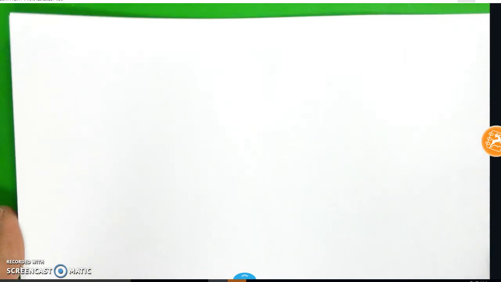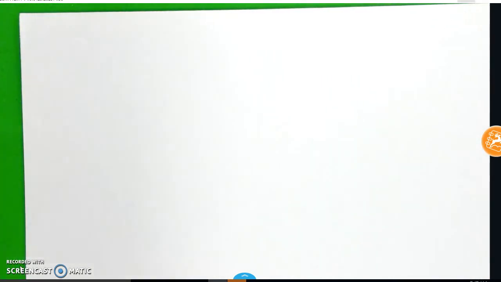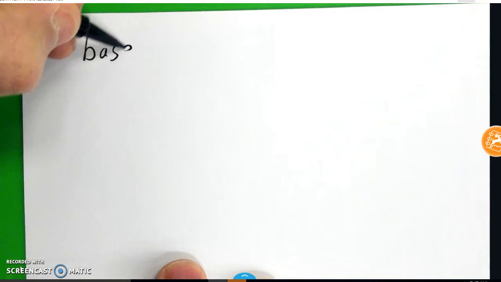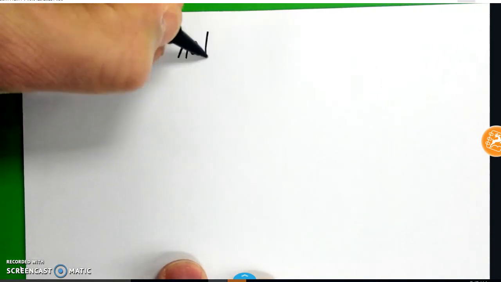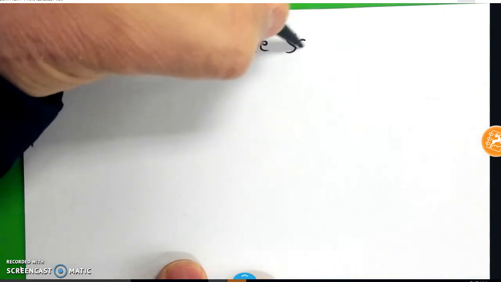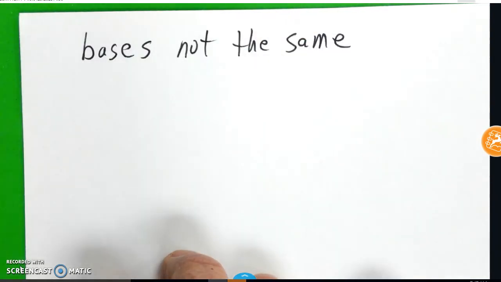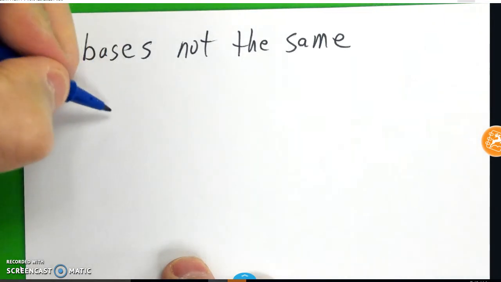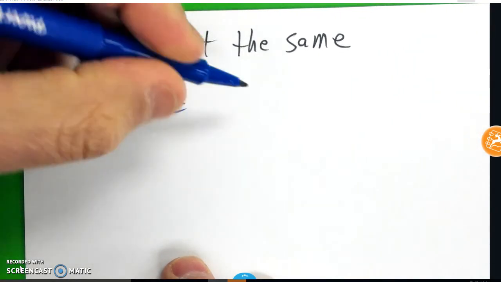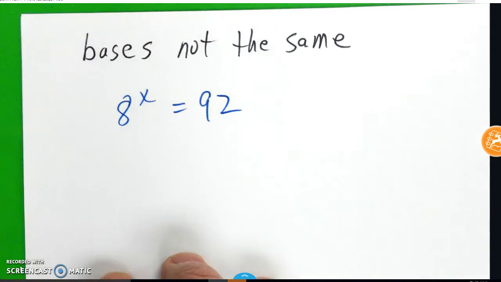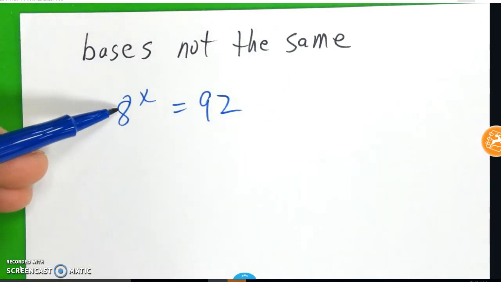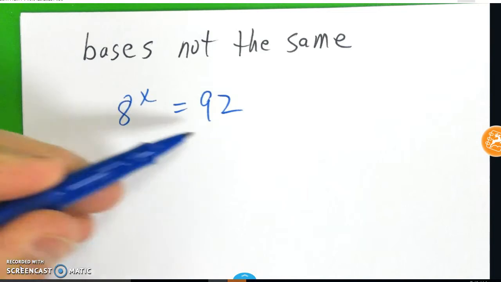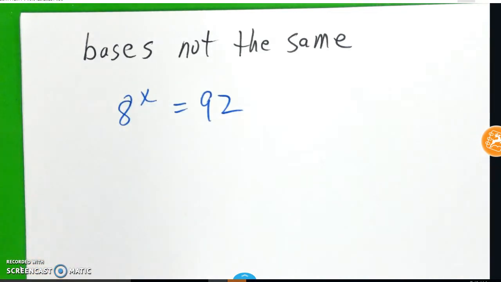Now, what happens when the bases are not the same? So we'll say the base is not the same, and there's no way to make them the same. Sometimes you get lucky and you can make them the same. So let's just say we have 8 to the x equals 92. Well, 8, I can change that base to a 2, but I don't know what base I could change to get to 92.